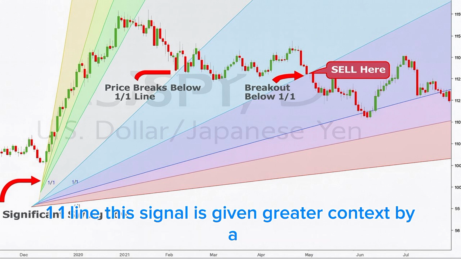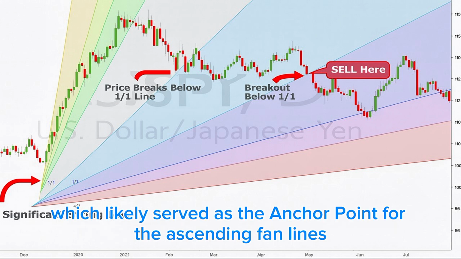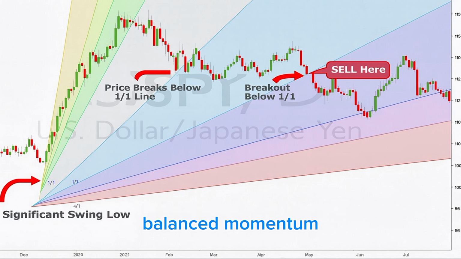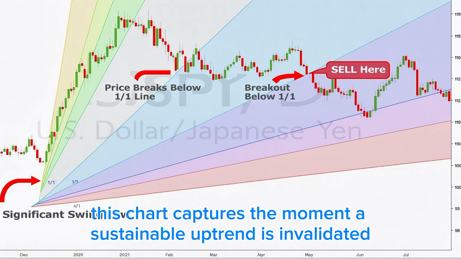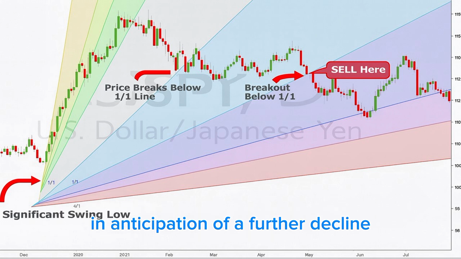This signal is given greater context by a significant swing low in the price history, which likely served as the anchor point for the ascending fan lines. The break below the 1x1 line suggests that the prior uptrend has lost its ideal, balanced momentum and that selling pressure has now overwhelmed buying pressure. In essence, this chart captures the moment a sustainable uptrend is invalidated, providing a strategic entry point for a short sell position in anticipation of a further decline.